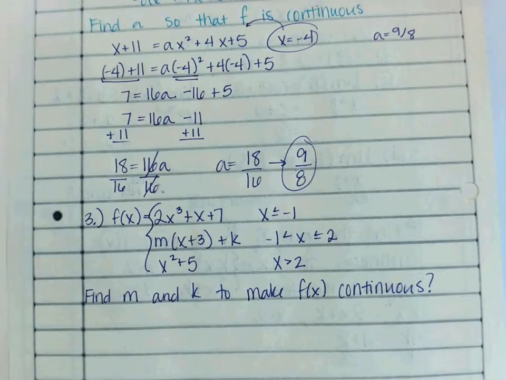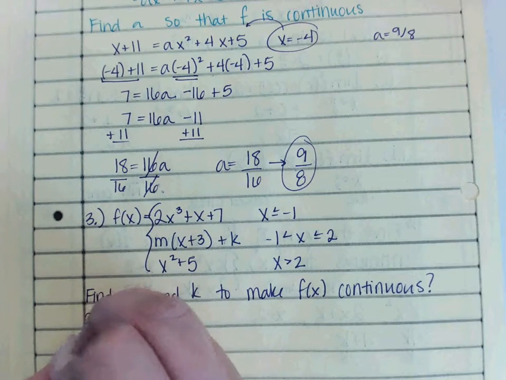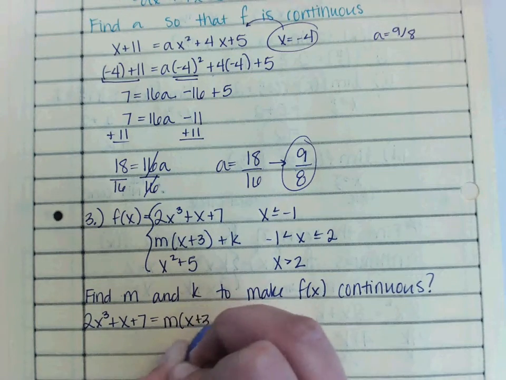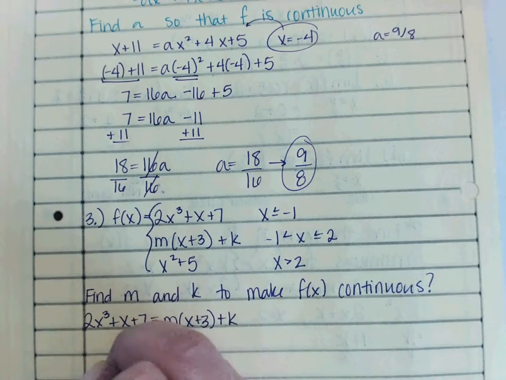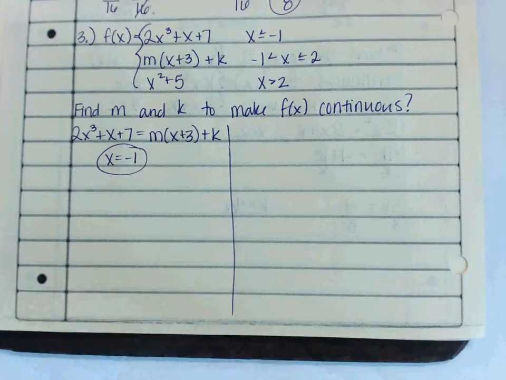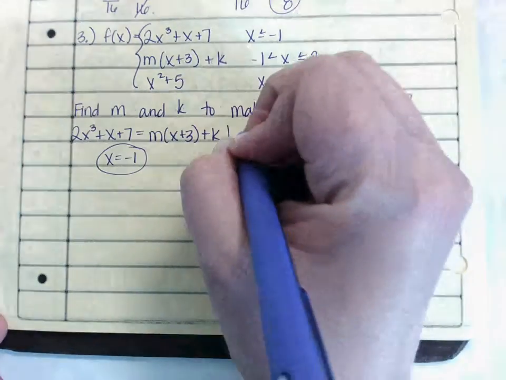So this is what I mean. You're gonna let 2x cubed plus x plus 7 be equal to mx plus 3 plus k. Then you're gonna plug in x equals -1. That's gonna be one side. After I set these two chunks equal to each other and plug in -1, I'm going to set this middle chunk also equal to this bottom chunk. And I will plug in 2, because that's the break point between the middle chunk and the bottom chunk. So I'm going to have this.